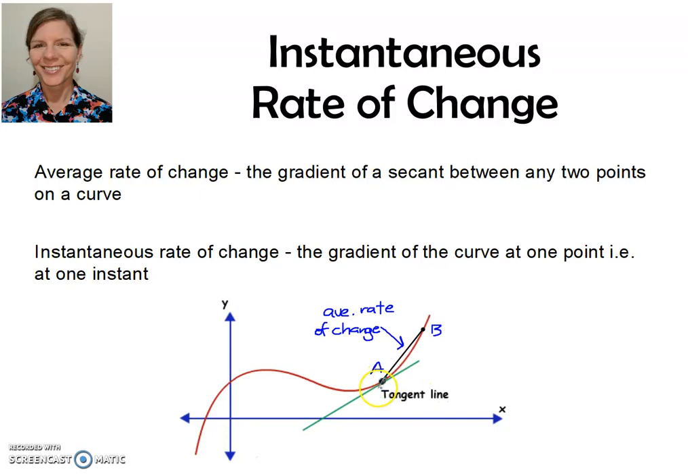And of course, to find that, what we're now talking about is a tangent to that curve, because the tangent represents the gradient at any instantaneous point on a curve. So if you could draw a tangent to that curve at that point A, then this is your instantaneous rate of change. So that's the difference between average and instantaneous. You can see just visually there's quite a big difference there. This rate of change is quite steep compared with this rate of change. So there's obviously going to be some inaccuracies if we're just using average rate of change.